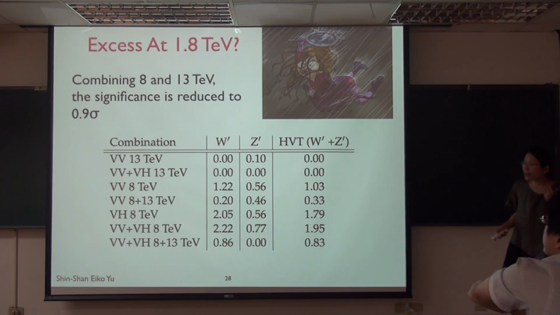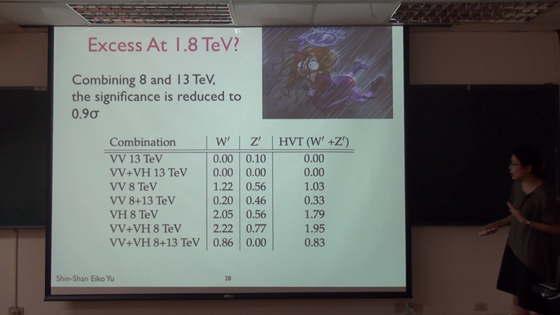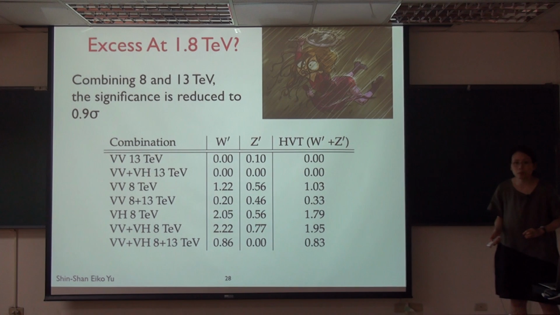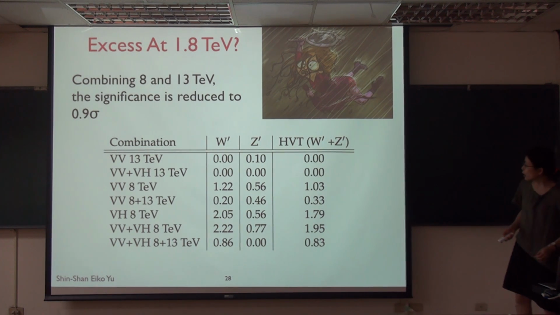But now if you combine the 8 TeV and 13 TeV analyses of all the final states, which are predicted for the W prime and Z prime decay modes, then the excess is reduced to 0.9 sigma. Okay, so it's actually not significant anymore.